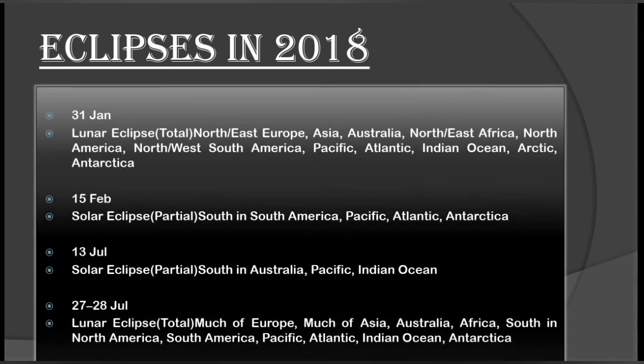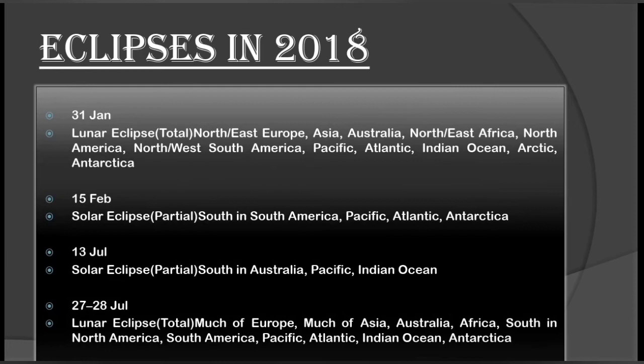Eclipses in 2018. On 31st January, which means January, there was a total lunar eclipse visible in North and East Europe, Asia, Australia, North and East Africa, North America, North and West South America, the Pacific, Atlantic, Indian Ocean, Arctic and Antarctica. On 15 February, there was a partial solar eclipse towards the south in South America, the Pacific, Atlantic and Antarctica.